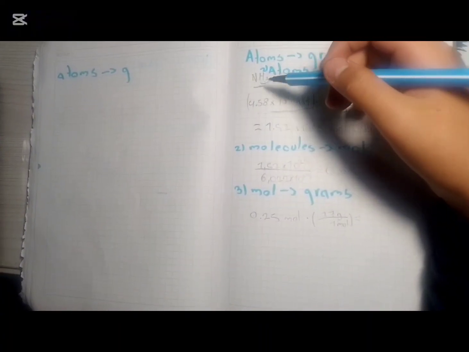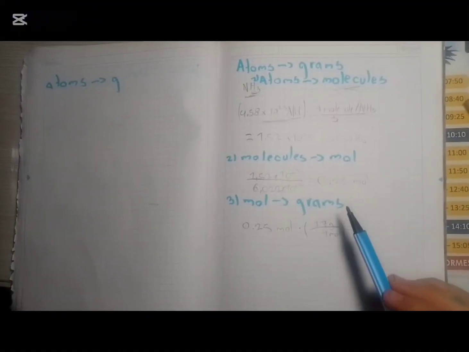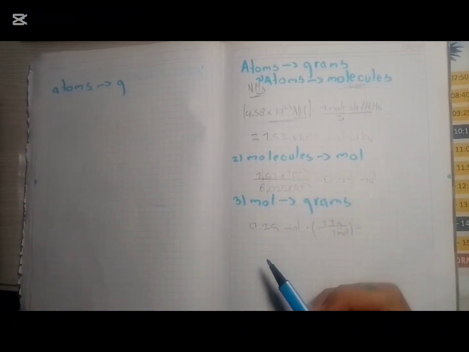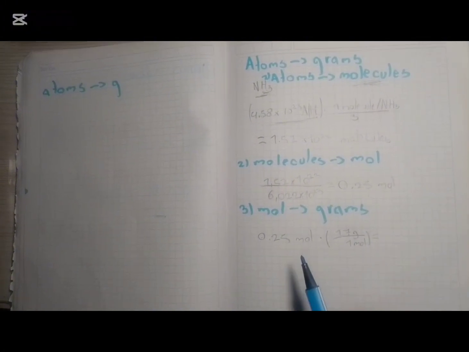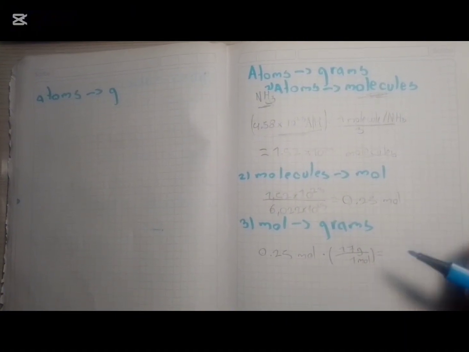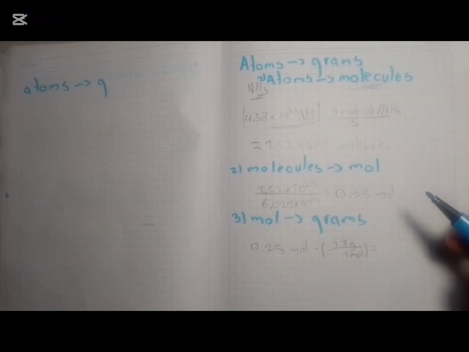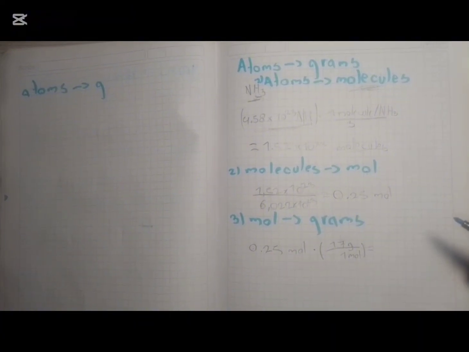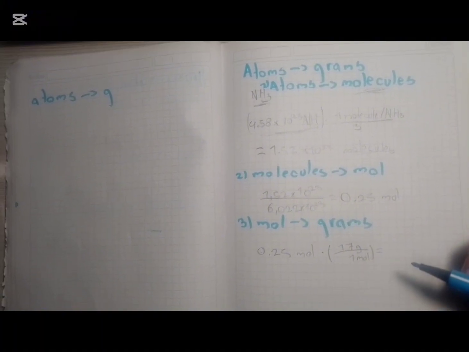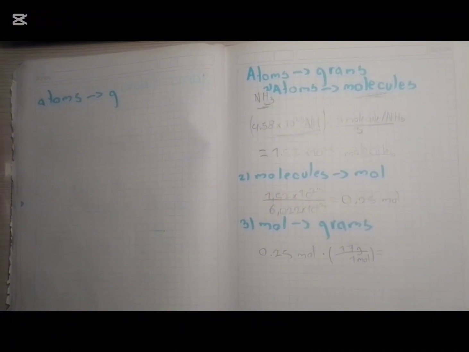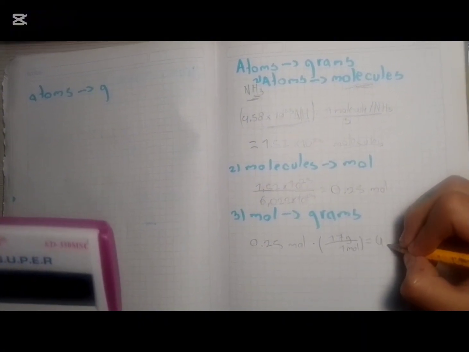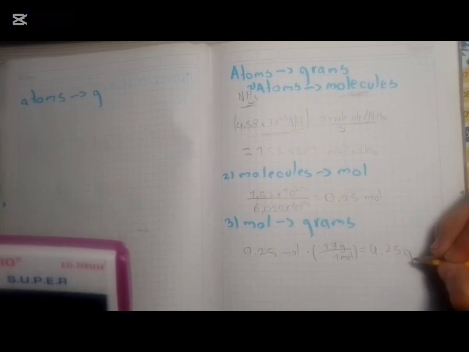Of NH3, and I need these moles in grams, and the process is that I put 0.25 moles of NH3 and a parenthesis, 17 grams, which is the molecular mass of NH3, divided by 1 mole of NH3, and I close the parenthesis, and the result is 4.25 grams.